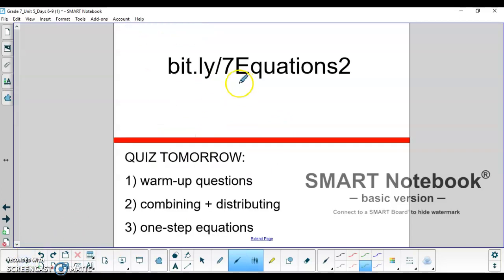So today's assignment is the bit.ly that is on my screen. Tomorrow we will be taking a quiz. It will involve the warm-up questions, combining and distributing what we did last week and on Tuesday of this week, and then the last 2 days with one-step equations. Remember, if you have good notes and everything, you can use those notes on tomorrow's quiz. And if you have any questions while you're working on the bit.ly, make sure that you raise your hand and you get some help.